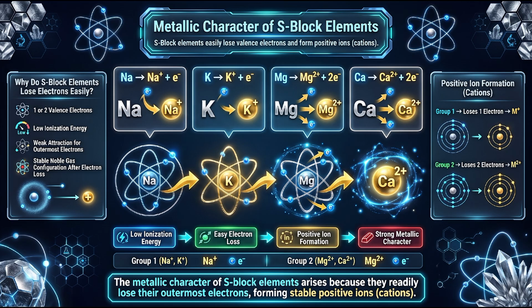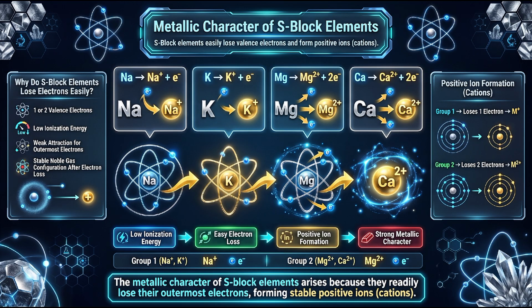The image also explains why S-block elements lose electrons so easily. Several important reasons are listed. The first reason is that these elements possess only 1 or 2 valence electrons. Since there are very few electrons in the outermost shell, removing them requires relatively little energy compared with removing electrons from elements that have nearly full outer shells.